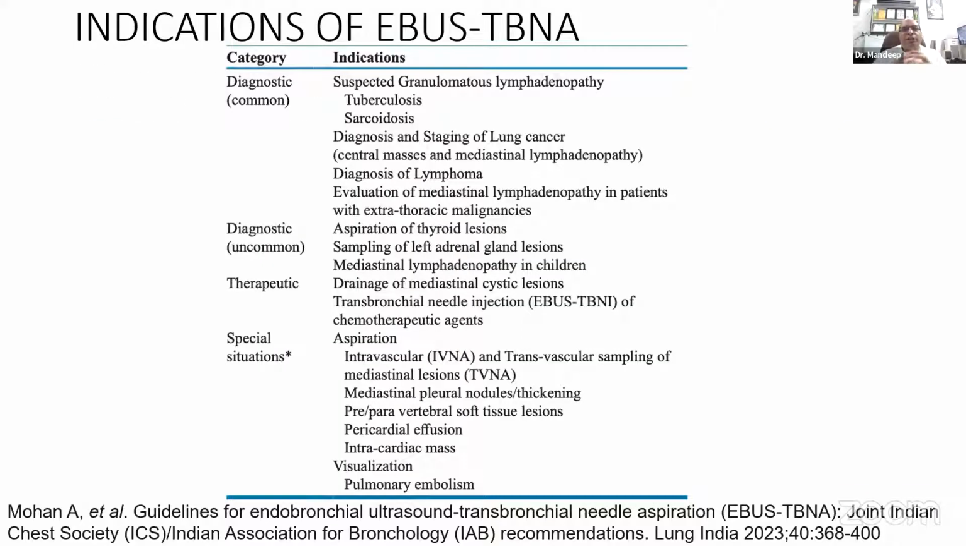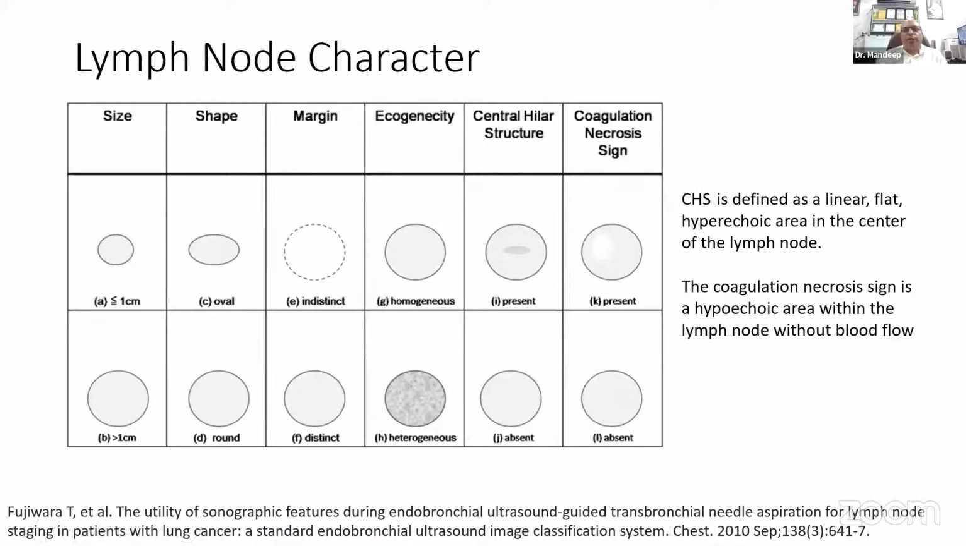What are the various indications? The main indications in India are granulomatous lymphadenopathy, TB, and sarcoid. The topics we will discuss today are diagnosis and staging of lung cancer, diagnosis of lymphoma, and evaluation of mediastinal lymphadenopathy in patients. In cancer patients, it can be used for transbronchial needle injections of chemotherapeutic agents. In special situations like stations 5 and 6, there may also be sampling of mediastinal lesions. First, coming to the characters of the lymph node on the ultrasonic view in EBUS.